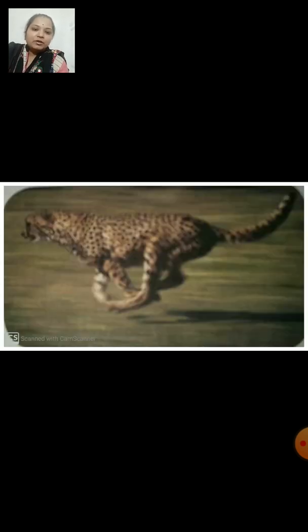This is a picture of a leopard running. Here is the ant. It is moving. So how is it moving? It is using its legs to move. In the next picture, can you see a cow running? The cow is running with the help of its legs.